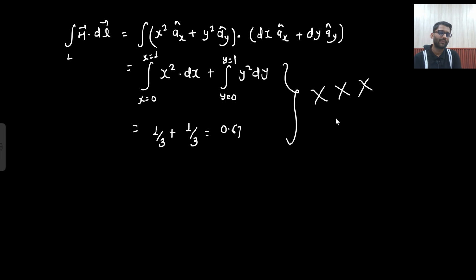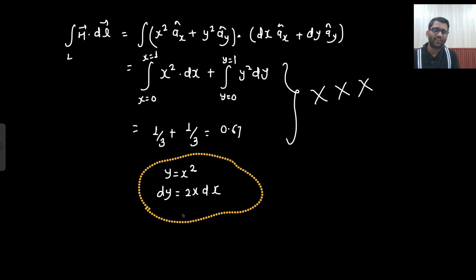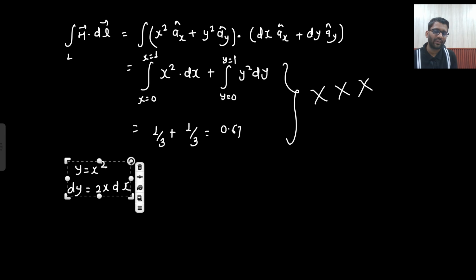Why is this wrong? Because your y is depending on x. Your y is a function of x. Y is equal to x square. So what will be your dy? dy will be 2x dx. So this is one of the things you can do: you change your dy by 2x dx.